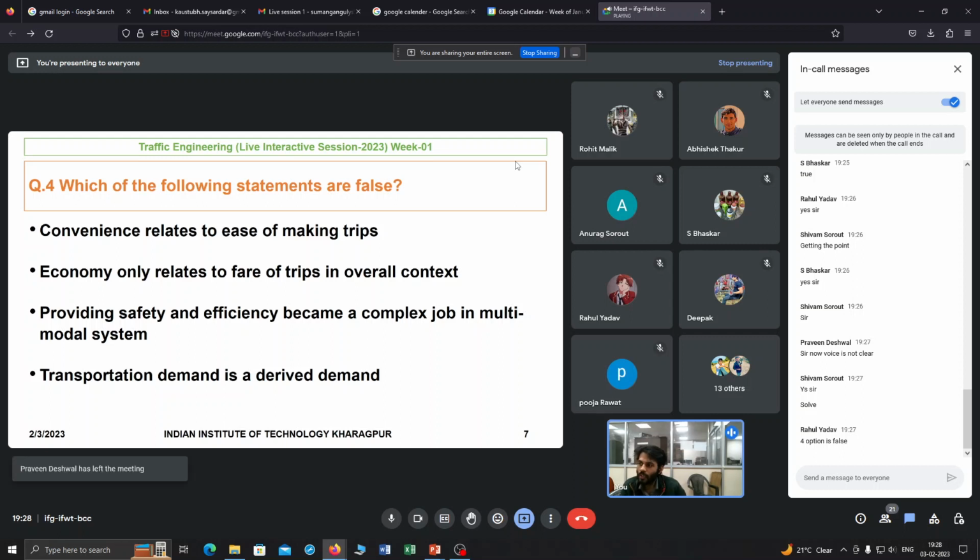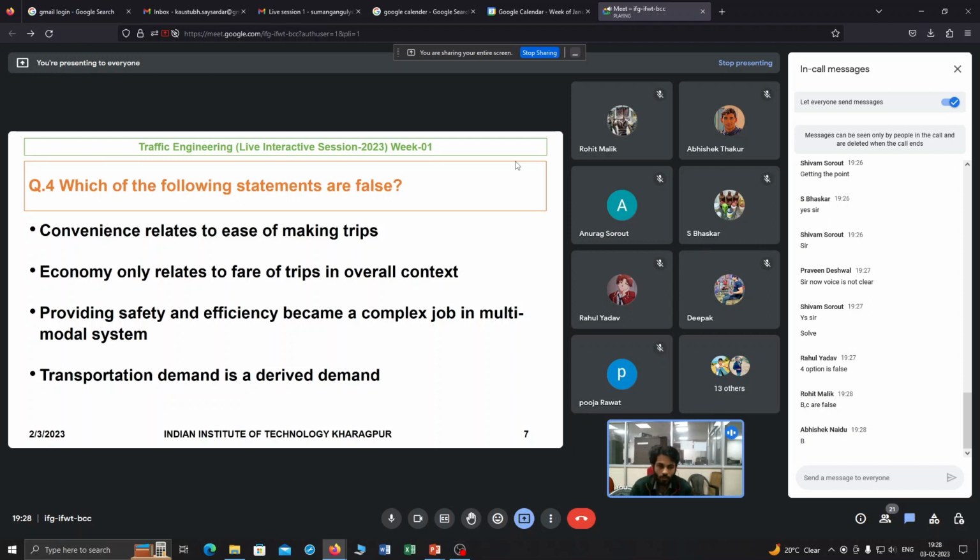So is it that convenience relates to ease of making trips? What is convenience? Actually it is, right? Convenience is not comfort. Comfort means you are comfortable sitting, comfortably standing inside a vehicle, or comfortably riding your own vehicle, right? So convenience relates to ease of making trips. You are saying B, C are false. Okay, I am just noting it down. Someone said B is false.